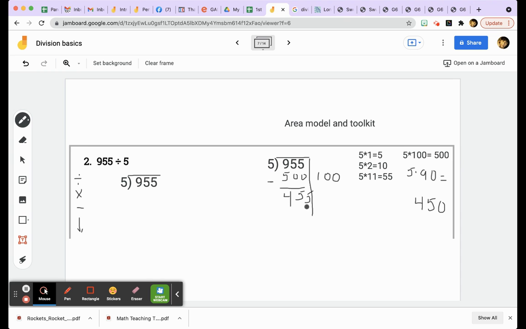Okay, so I have 455. 5 times 90 is 450. That's pretty close to this. So my partial quotient is 90. Five times 90 is 450. And I have a remainder of 5.